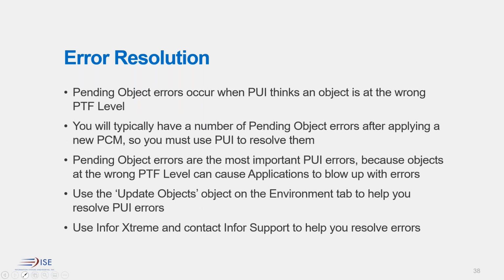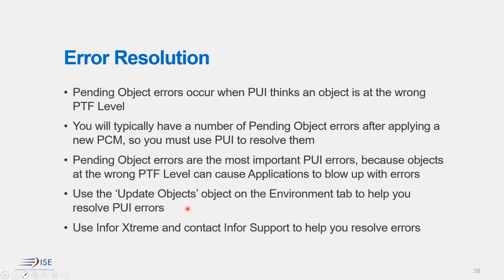So I consider these to be the most important errors because PUI thinks that an object is actually at the wrong PTF level. And so that can cause applications to blow up, and then you have lots of users calling you saying, hey, my application blew up, so can you please fix it? So that's what we're trying to prevent when we're analyzing these types of errors.